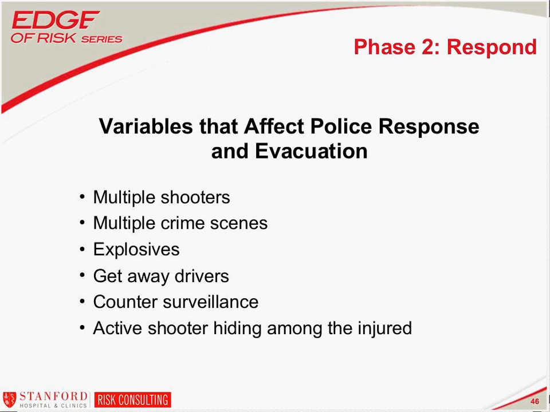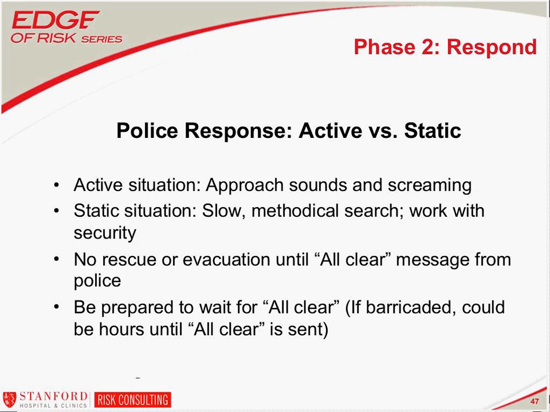There are some additional variables to consider that will affect police response and evacuation. These include the possibility of multiple shooters, multiple crime scenes, explosives, getaway drivers, counter surveillance, and an active shooter among injured staff. The response phase may be as quick as a few minutes or as long as several hours, depending on how active or static the situation is. If active, the initial entry team will move directly toward the sound of gunfire or screaming to neutralize the suspect. If static, the entry team will complete a slow, methodical search and will need to work with staff, particularly security personnel.